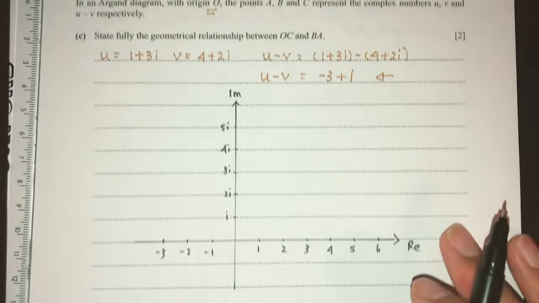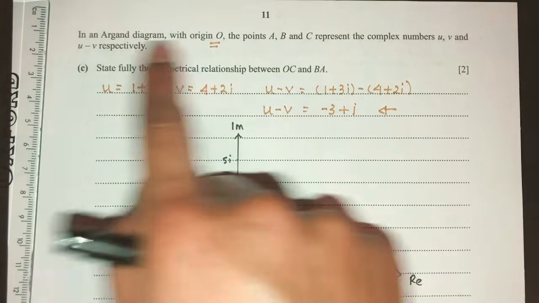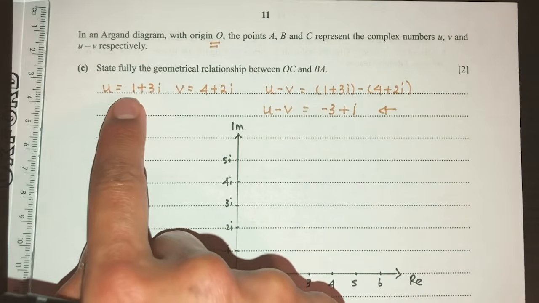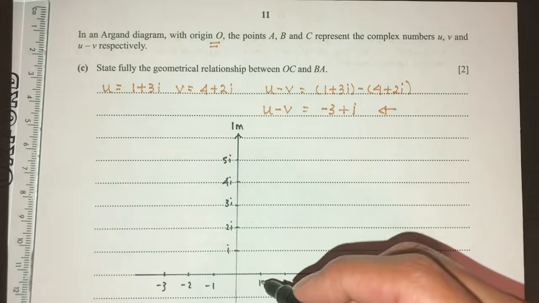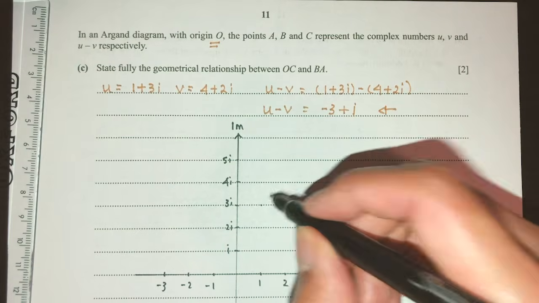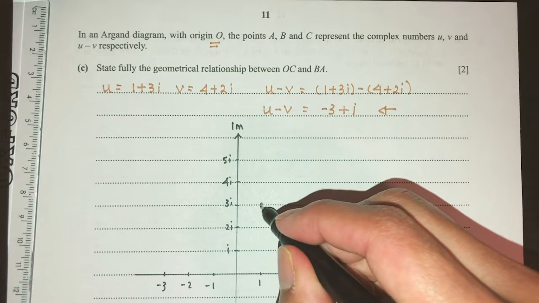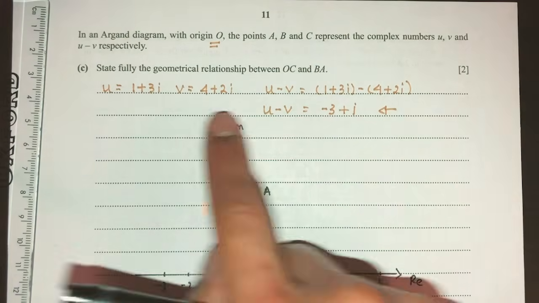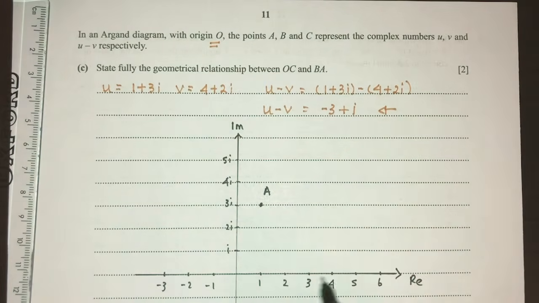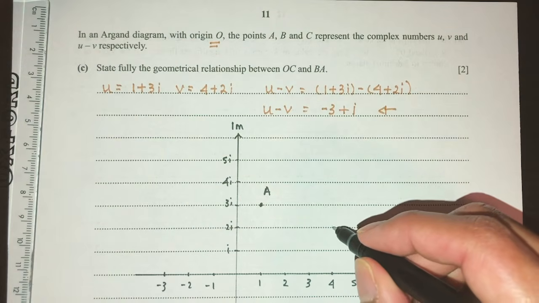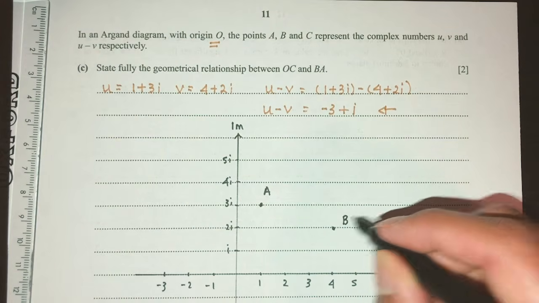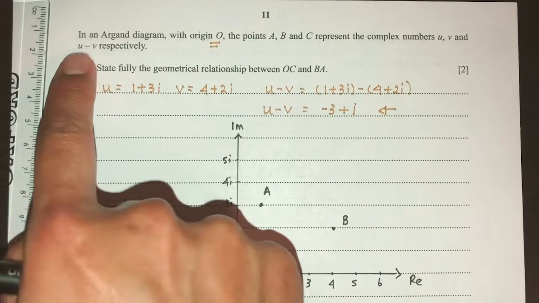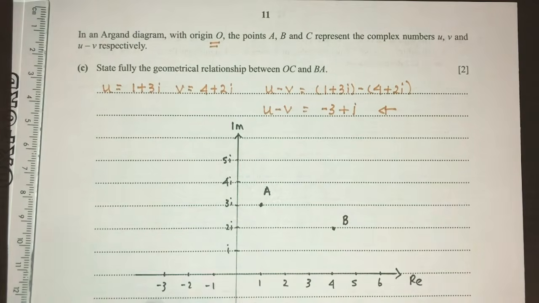So the first point here we have is A. A is u. u is 1 plus 3i. So 1 plus 3i will be about right here. This is your point A. Now point B is v, which is 4 plus 2i. This is your point B. And the point C is u minus v, which is minus 3 plus i. That should be about here. This is of course your point O.